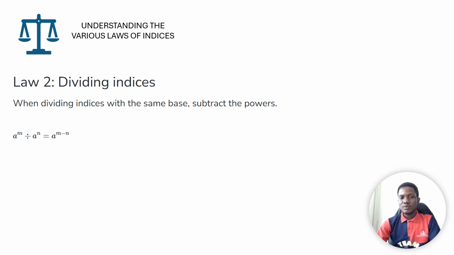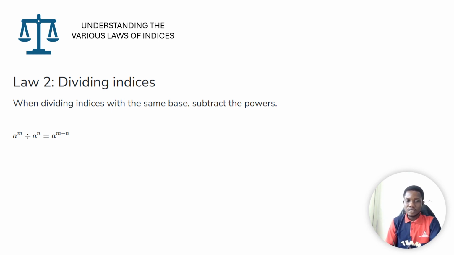The second one that we have is the dividing indices. If you have a base number to the power of m divided by a to the power of n, all you need to do when the base numbers are the same is take the base number and then subtract the indices, and then you have a to the power of m minus n.